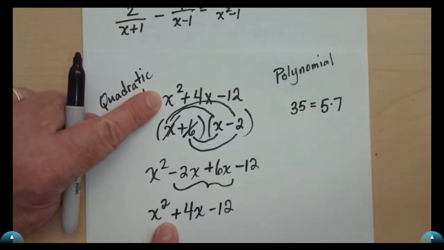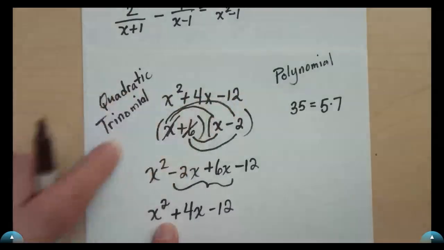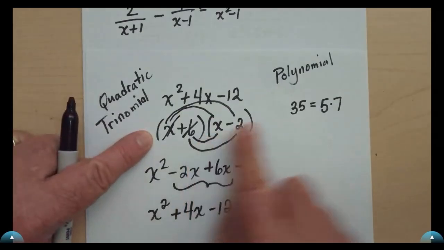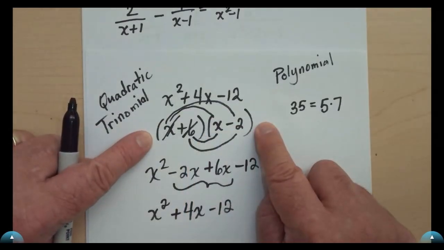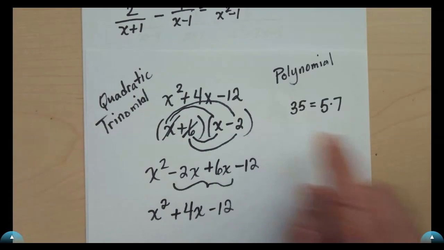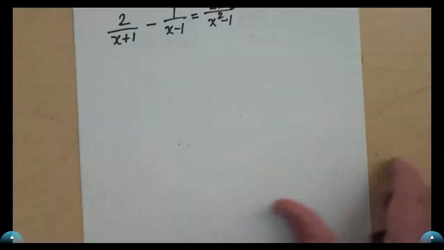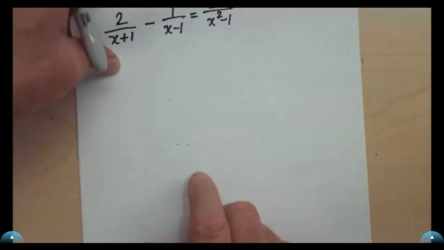So then we know that the correct way to factor x squared plus 4x minus 12 is x plus 6 times x minus 2. Everybody with me? Okay. So back to this particular problem here. I can't remember if I wrote anything about this.